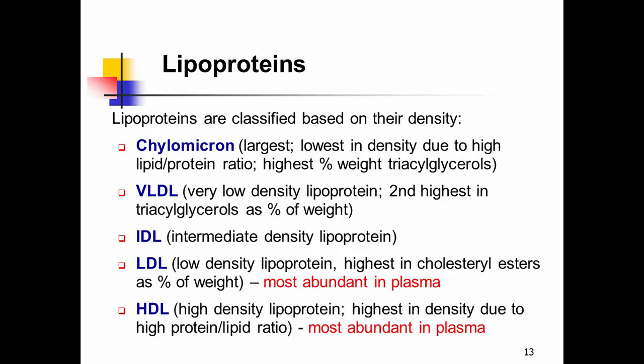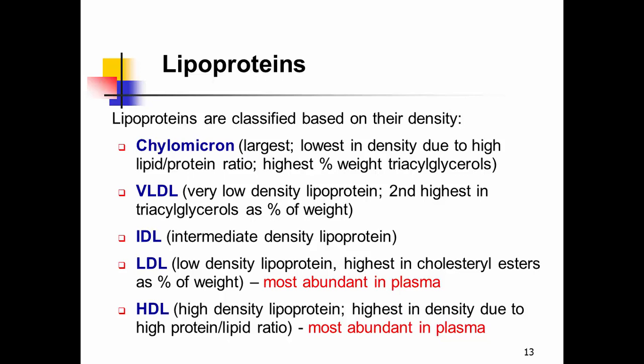Now let's talk about lipoproteins. We mentioned them a couple of times before, right? Lipoproteins are very important because lipids, particularly triglyceride and cholesterol, are not able to freely transport to other tissues. So lipoproteins are required to serve as vehicles to help the lipids, triglyceride and cholesterol, transport from one tissue to the other.